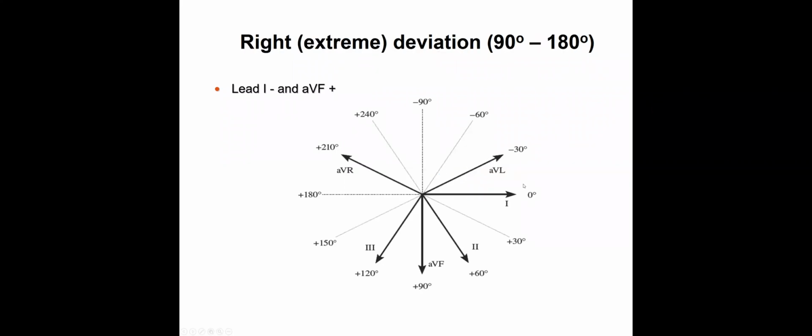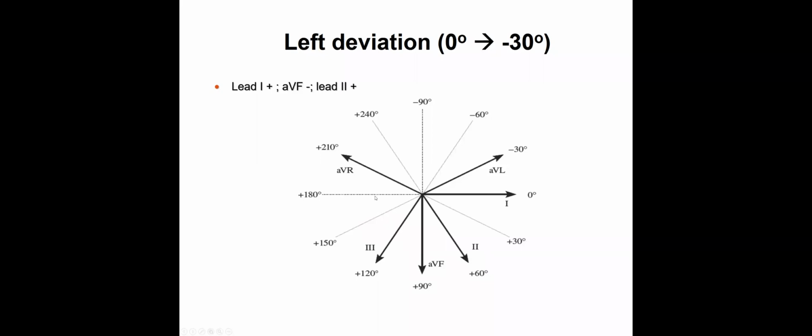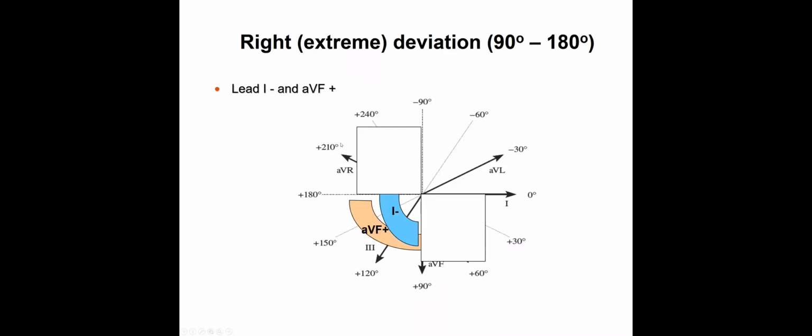Good, very good. Extreme right deviation: lead number 1 is negative, AVF is positive. That's the common part. If you want to be sure, because pathological right deviation means 100 and over, go back. For example, AVR is perpendicular at 120. If you have perpendicular in AVR or positive AVR, for sure that's an extreme right deviation. But if you have lead 1 negativity, you can see immediately that's a right deviation, extreme right deviation.